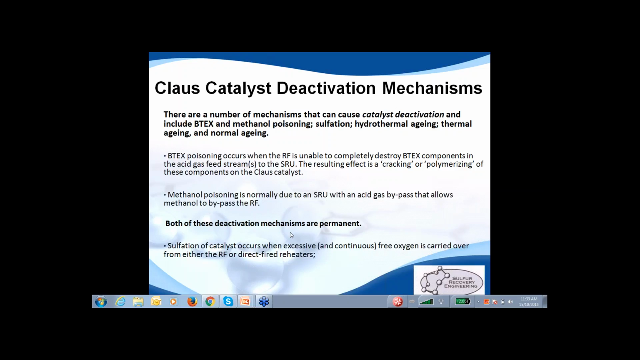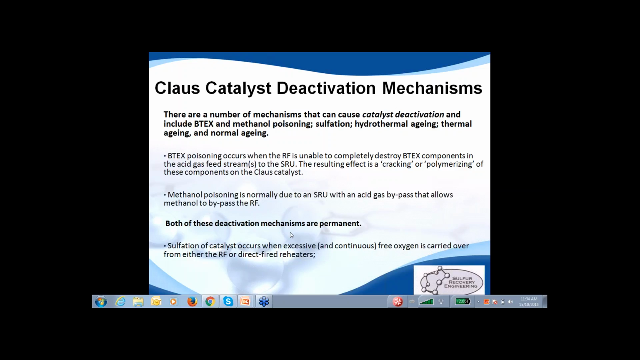However, in the front end at the reaction furnace, we are adding essentially a deficient amount of air or oxygen to burn only a portion of the total H2S. The mixing characteristics of our main burner for the reaction furnace could result in trace amounts of excessive or free oxygen being carried downstream in our process to our converters.